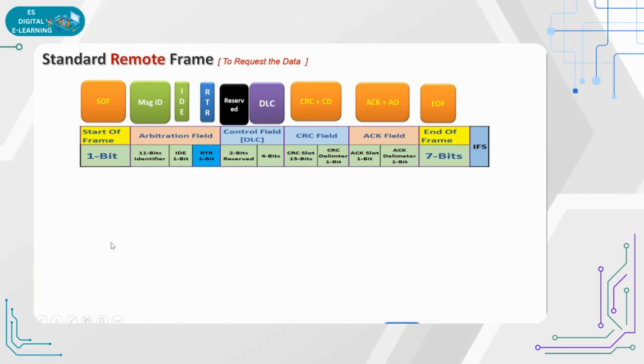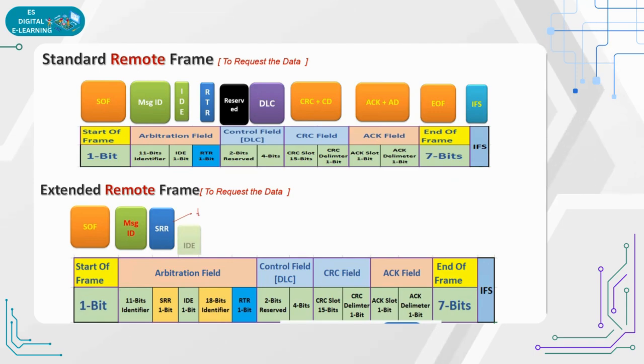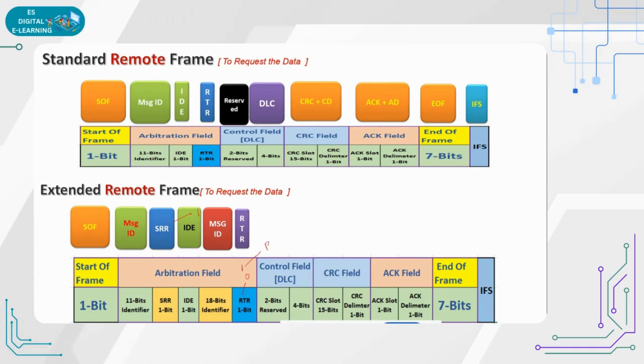Okay. So next, coming to the extended frame. The extended frame is also the same. Only the difference will be in the arbitration field. It has the SRR, which will be 1, and the message ID will be there. So all will be the same. Only the difference is that this RTR will also be 0 for dominant and 1 for recessive. You can write down these notes also. Dominant, and the other important thing is the arbitration field, where we have the SRR, IDE, and this difference.